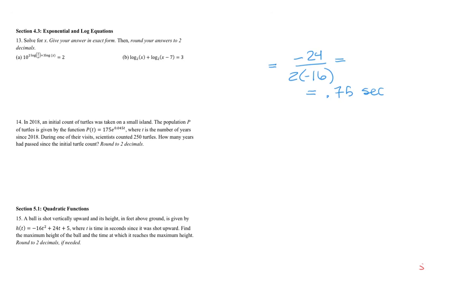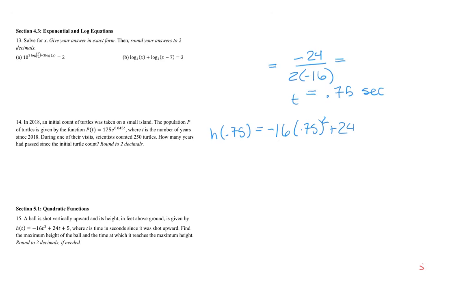All right, so now we have the time at which the maximum height was reached, and now we just need to find what the height was. So what will we do? We'll just plug in our time into our height function. So we'll find the height at 0.75 seconds. And so we'll just plug in 0.75 wherever we see a t.